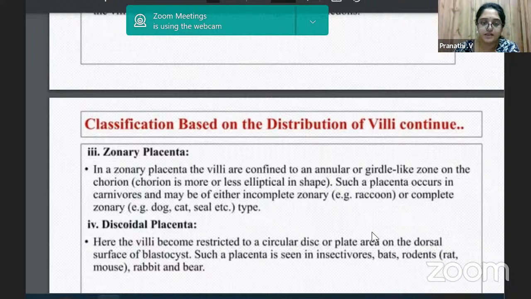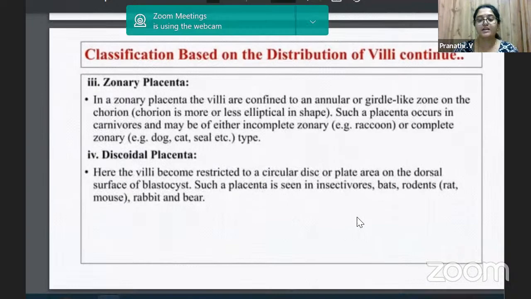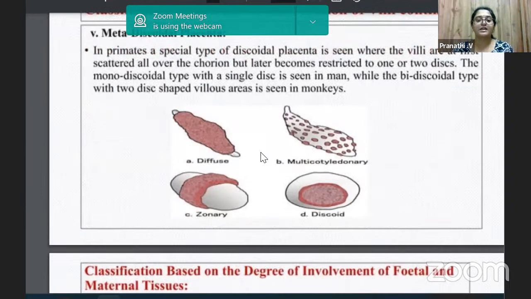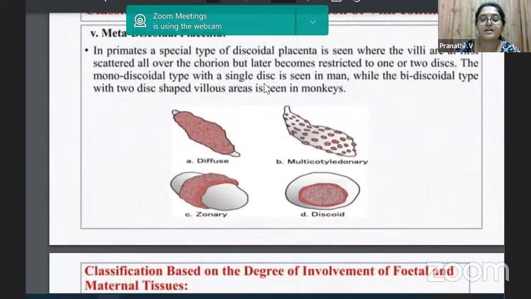Discoidal placenta, the simplest form, is found in rabbits and other rodents. Chorionic villi are present only at one small disc-shaped area right over the blastocyst. Such a placenta is seen in bats and rodents. And then you have the metadiscoidal placenta. You can just have a look at it: multicotyledonal, diffuse, zonary, discoid. Metadiscoidal placenta is seen in primates, where the villi are first scattered all over, but later they get restricted to only one or two discs. It can be either a single disc, seen in man, or bidisc, seen in monkeys.